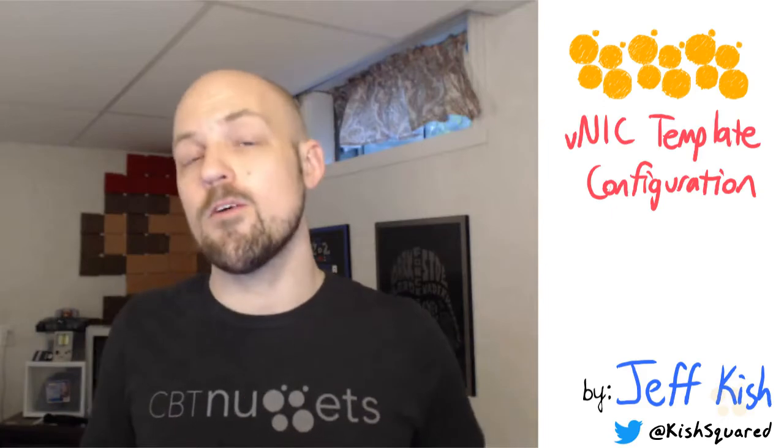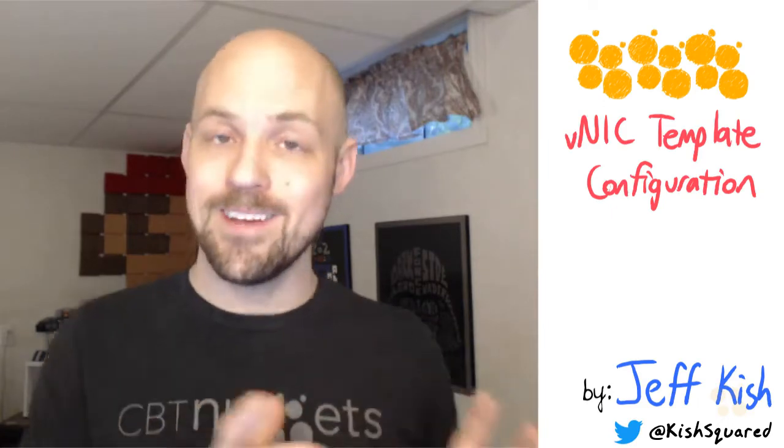Now that we've configured our iSCSI settings and policies, we can apply those to a virtual NIC. Typically, what we want to do is apply those settings to a vNIC template and then use the template to create those virtual NICs. So in this nugget, we're going to take a look at creating a vNIC template, and we're going to apply the VLANs and the settings, the policies that we've already created to that vNIC template.